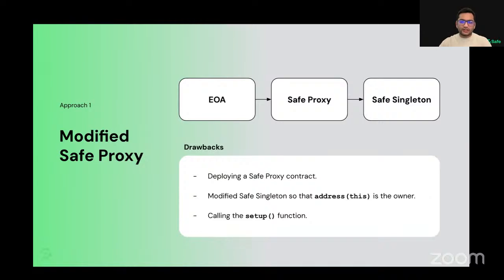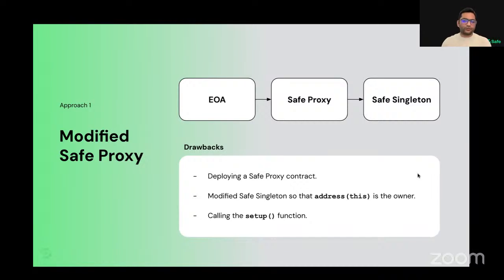What are the drawbacks? The drawbacks would be that this approach requires deployment of a safe proxy contract. So the costs on expensive chains would be higher for deploying a proxy contract. That's one thing to be considered. And another drawback would be that we need a slightly modified safe singleton so that address this can be the owner of the safe when it's running under the context of EOA.